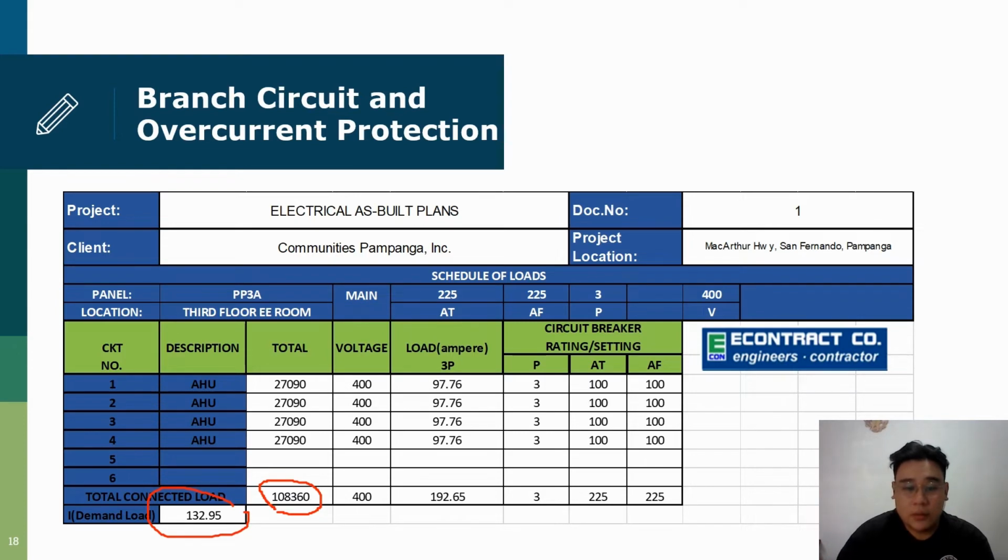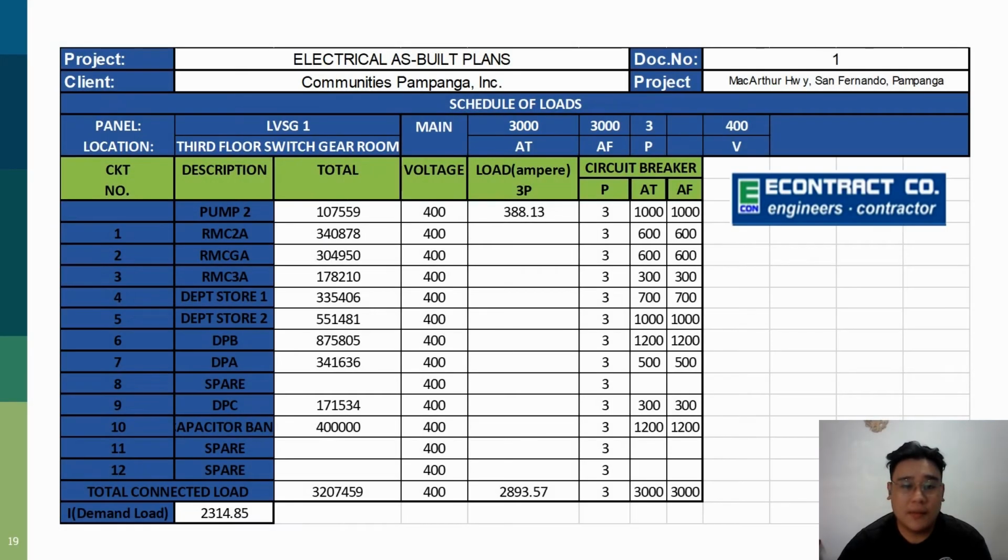Tapos, ang makukuha nating ampere trip, ampere frame sa ganong total connected loads is 225 to 25. Which is nagsatisfy naman dun sa calculation natin kanina. It's a good sign. Ang summary naman na to is yung sa LVSG1.